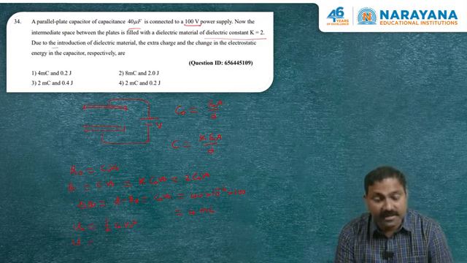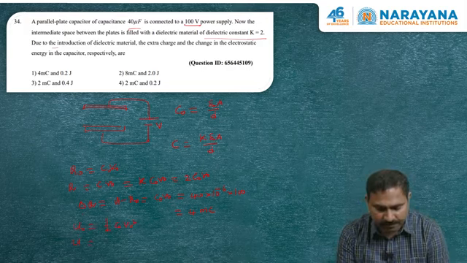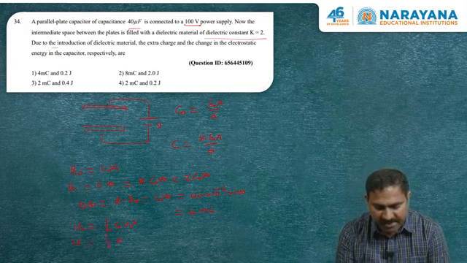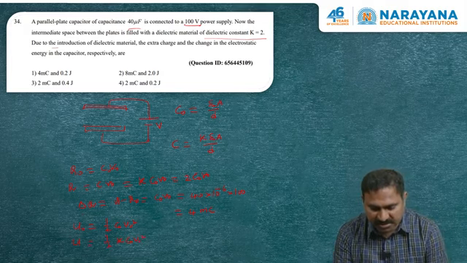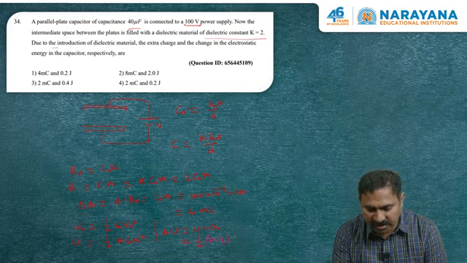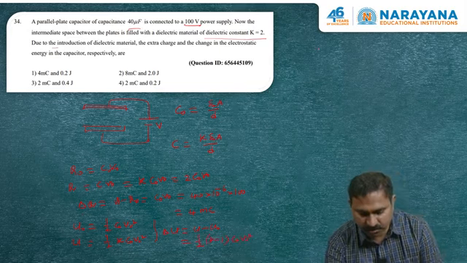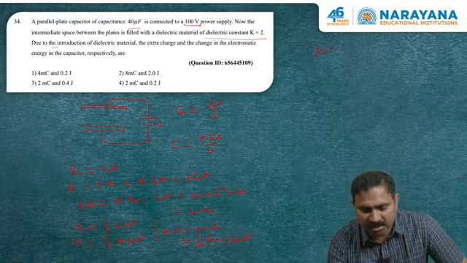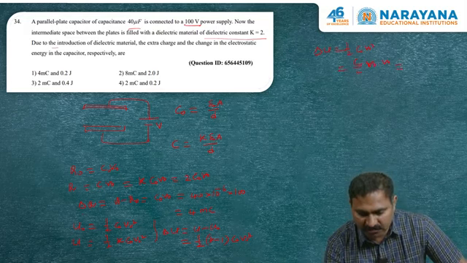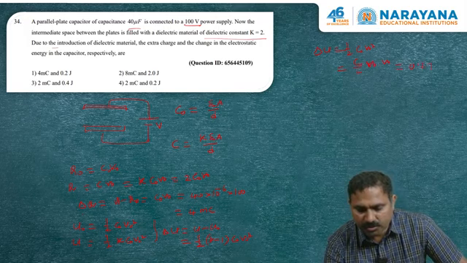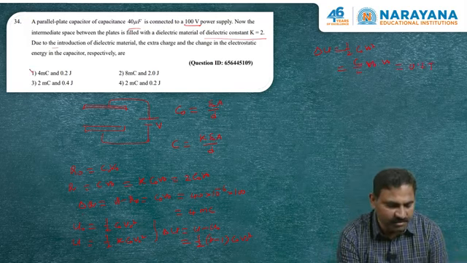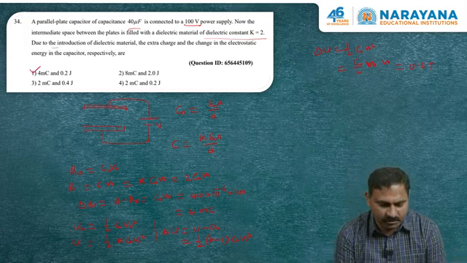After introduction of dielectric material, the energy stored will be half K C naught V naught square. So the extra energy delta U equal to U minus U naught. This is half K minus 1 C naught V naught square. It comes out to be numerically half C naught V naught square. So this is C naught by 2 V naught into V naught. So it will be 0.2 joules. So it is given with option 1. Let us go to the next question.